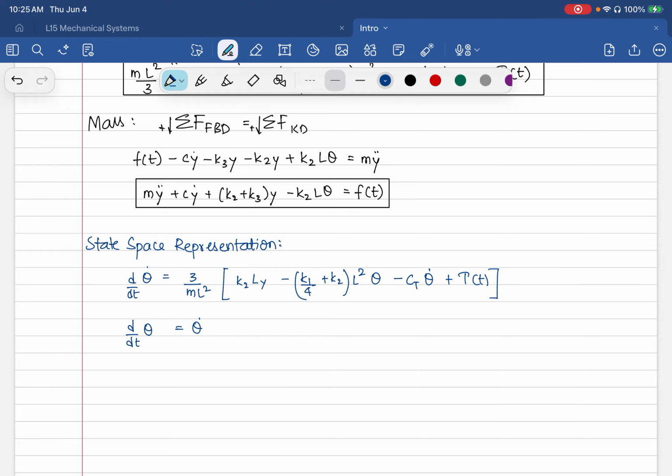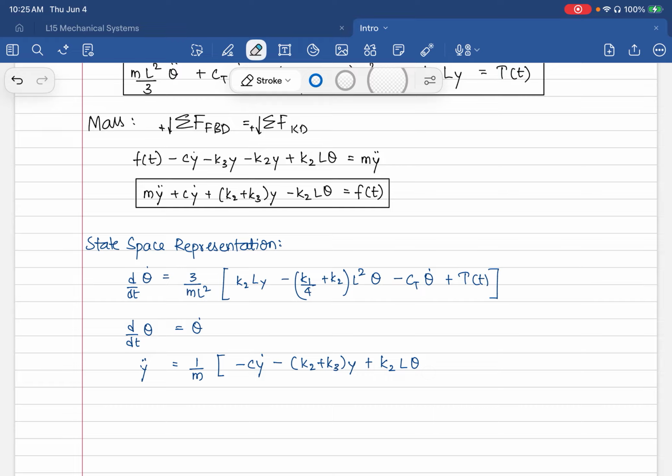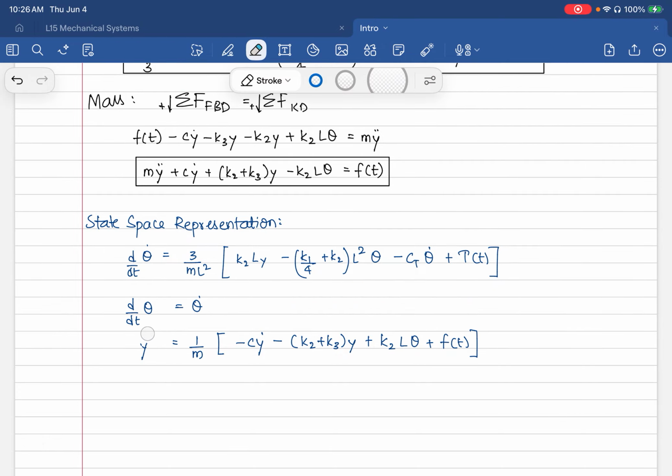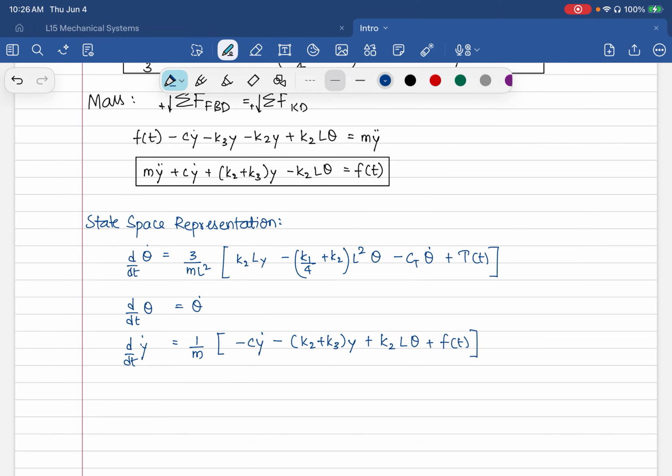Then the next thing I have is y double dot is equal to, now to differentiate, you divide everything by m, so you have 1 over m, and then you have minus cy dot minus k2 plus k3 times y plus k2l theta. Don't forget, you also have f of t. This here is essentially the differentiation of y dot. So this here is d over dt of y dot, and then you have d dt of y is equal to y dot.